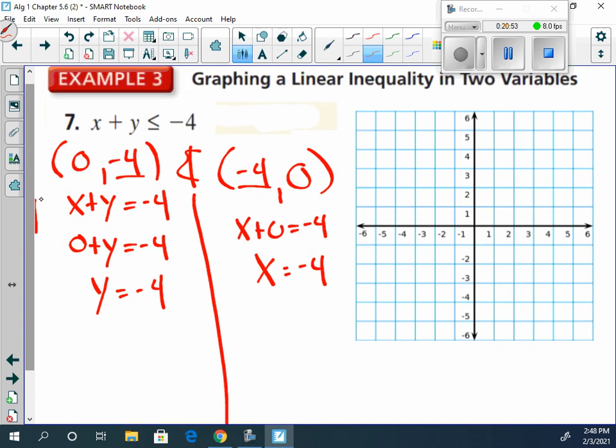Because, right, now since it is equal to, we will have a solid line.